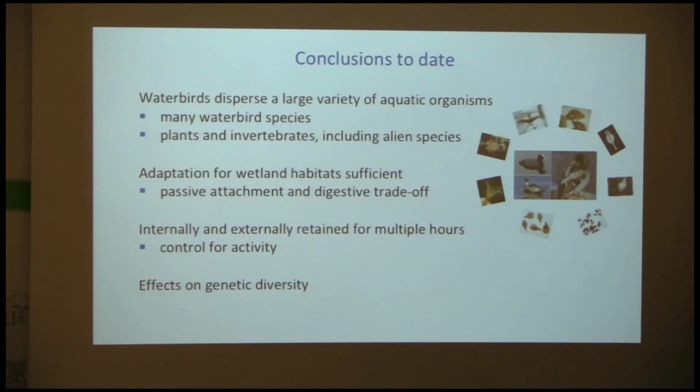And the reason why this is happening is because many of those species have adaptations in wetlands to overcome desiccation, which they need anyway, in these harsh environments that you would generally find in temporary ponds, for instance. And for passive attachment, you don't need much more than these adaptations that they already have. And because of this digestive trade-off in waterbirds, the waterbird is not interested in destroying everything it eats. So this is another reason why so many species can be dispersed.